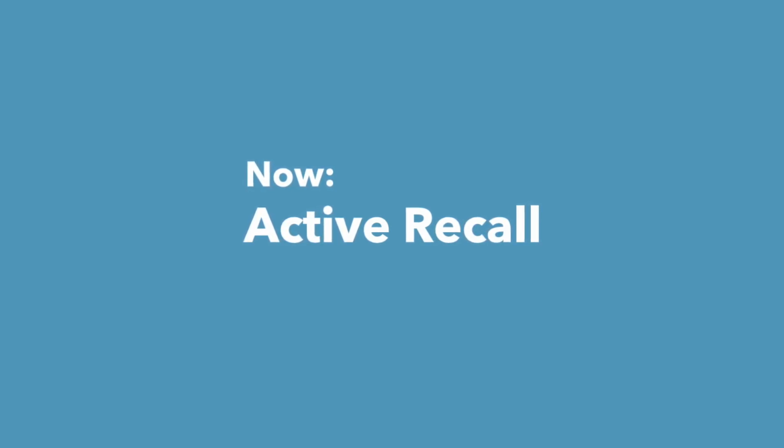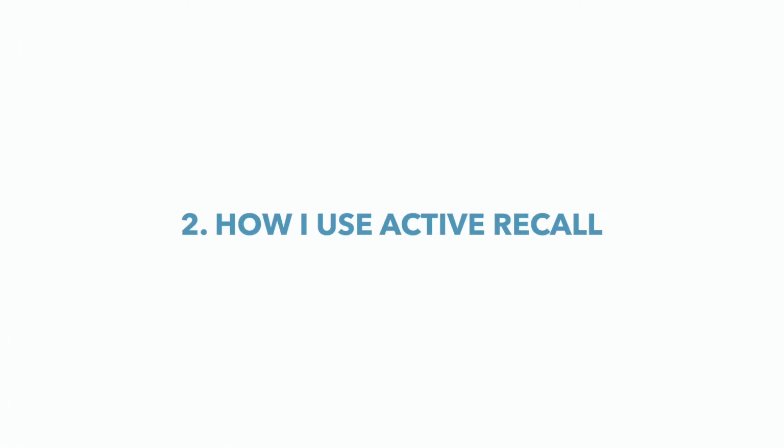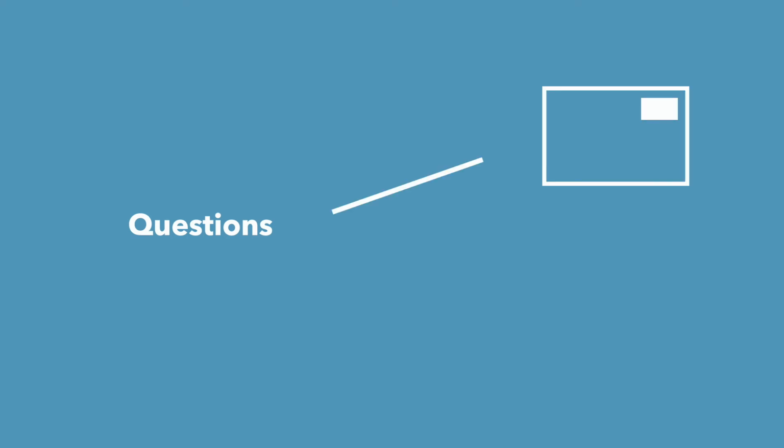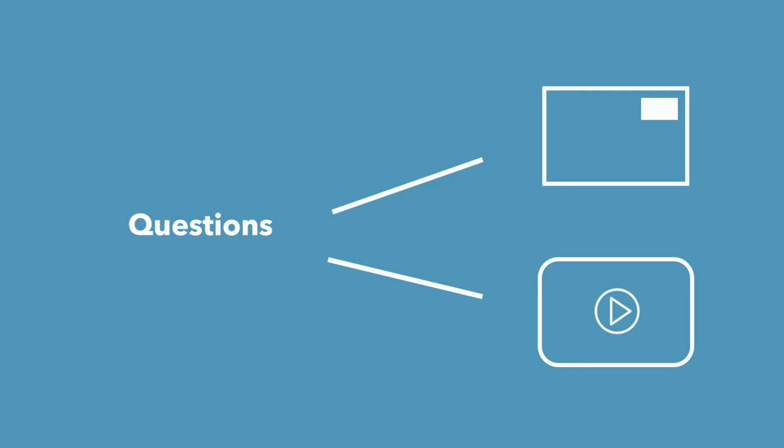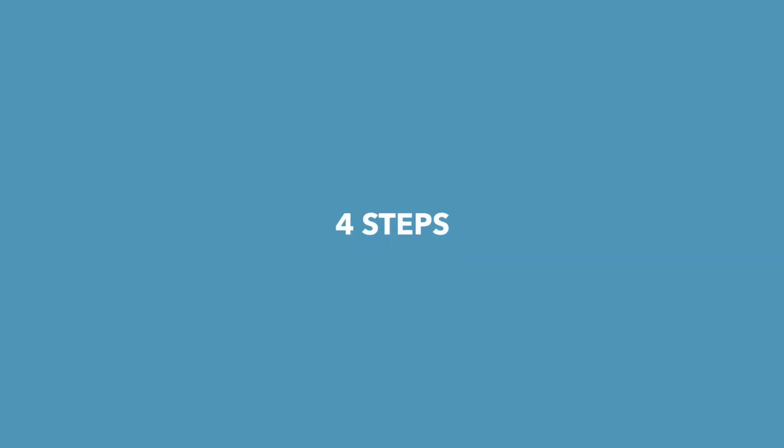Which brings us to the second part of the video, how I use active recall. So the way that I use active recall now in university is by making a list of questions based on my lecture slides and the lectures themselves. I'm currently in my first year of medicine, so there's a lot of anatomy and physiology that we do. So I'll explain what my process with this is in 4 steps.